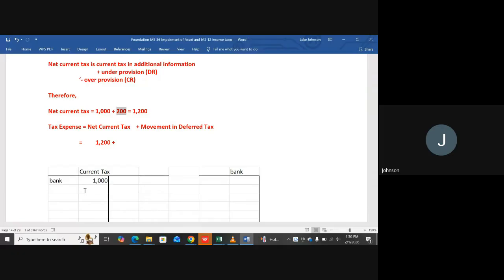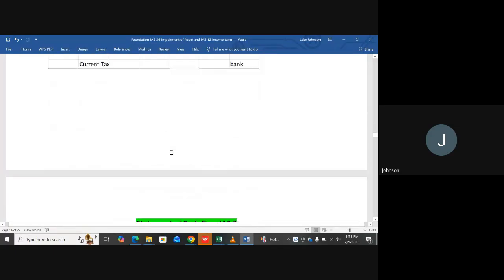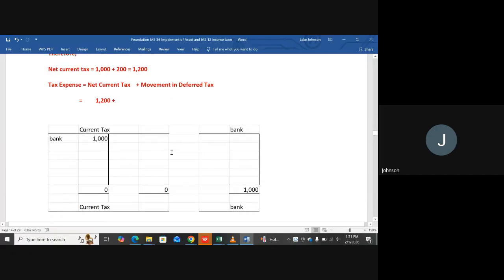So this year, in our note to the account, we have a current tax of 1,000, and in our trial balance, we underpaid. So since you underpaid, you need to pay, add it up and pay it together. So the tax expense now is going to be the net current tax, which is going to be this plus this, then plus the movement in deferred taxes. So that will lead me to giving you an assignment.